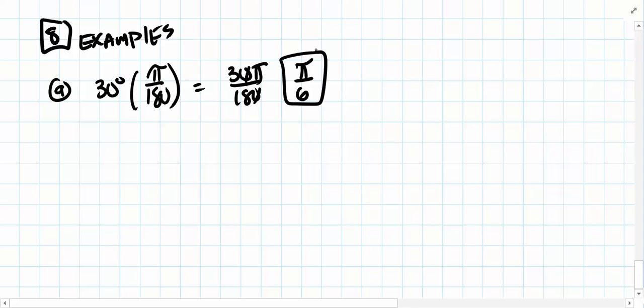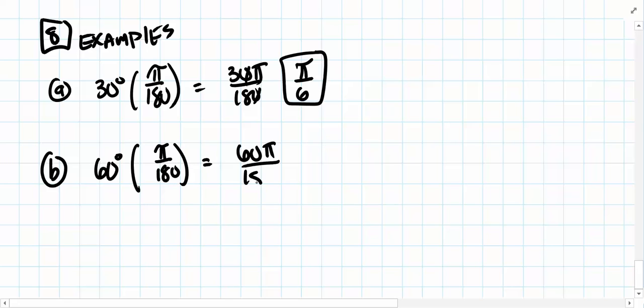Okay? Let's do B. Let's do 60 degrees. If I want to turn 60 degrees into a radian, I multiply by pi over 180. So that gives me 60 pi over 180, and that's going to give me pi over 3 radians. Does that make sense, what I'm doing?